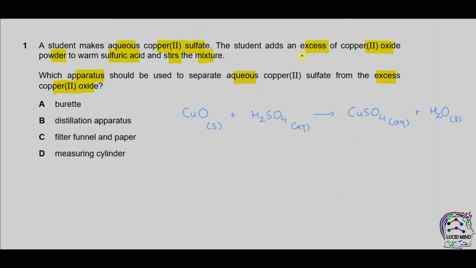Now we can see in the question they have given excess of copper 2 oxide. So this one is in excess, while this one is limiting. So after the chemical reaction, excess copper oxide will be left behind, and also copper sulfate is formed. Now as one is aqueous and the second is solid, so if this one is insoluble and that is soluble, we can use filter funnel and paper to separate copper oxide from copper sulfate. Correct answer is therefore C.